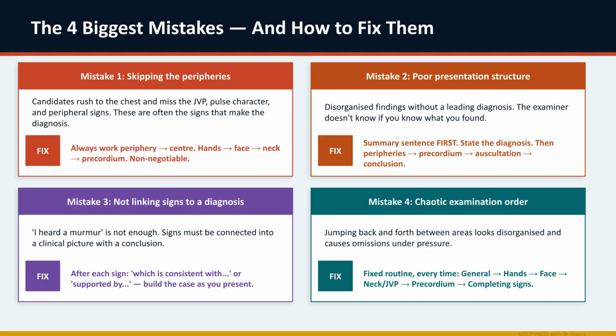Another mistake is poor presentation structure. Fix this by starting with a summary diagnosis, followed by findings from peripheries, precordium, auscultation, and a conclusion. Chaotic examination order is also problematic. Always follow a fixed routine: general inspection, hands, face, neck, JVP, precordium, and completing signs. Finally, avoid not linking signs to a diagnosis. Always connect each finding with a conclusion.